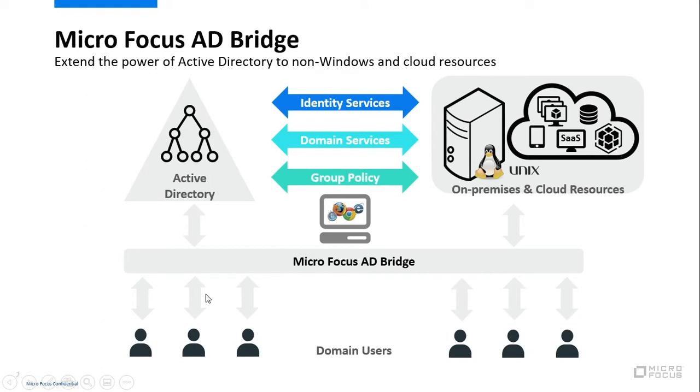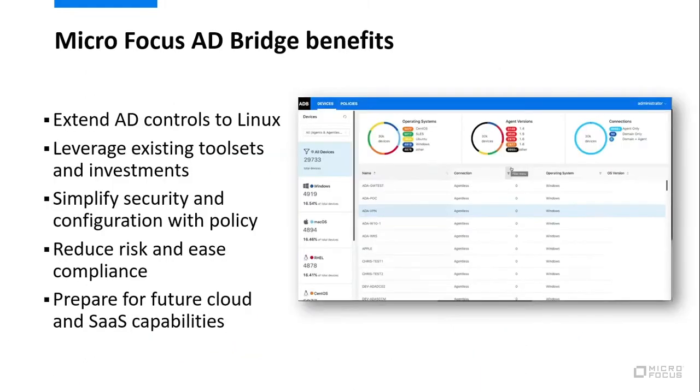The AD Bridge, as you recall, is one that extends identity, domain, and group policy services out to on-premise and cloud-based Unix and Linux resources. It allows you to take your standard Active Directory domain users and authorize them to connect and maintain these resources. Let's dig a little deeper into what that means from a benefit perspective.